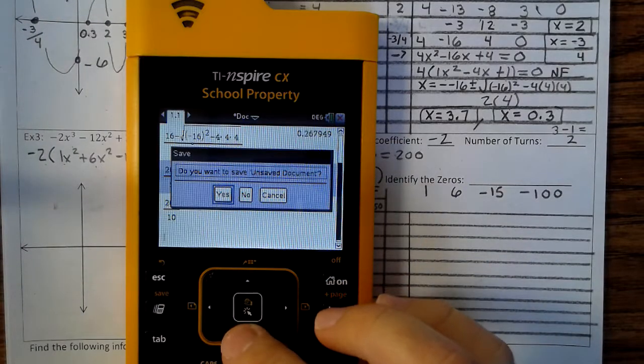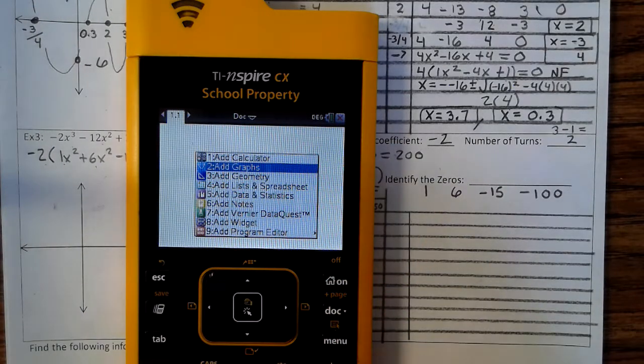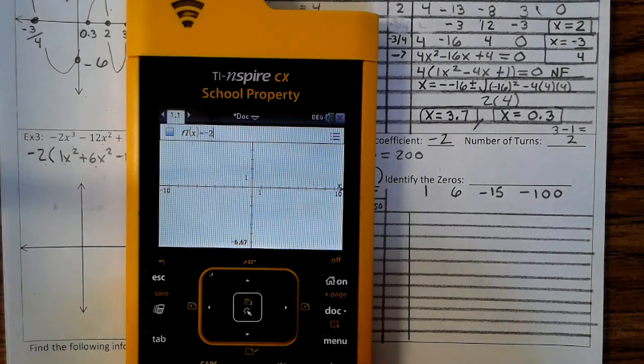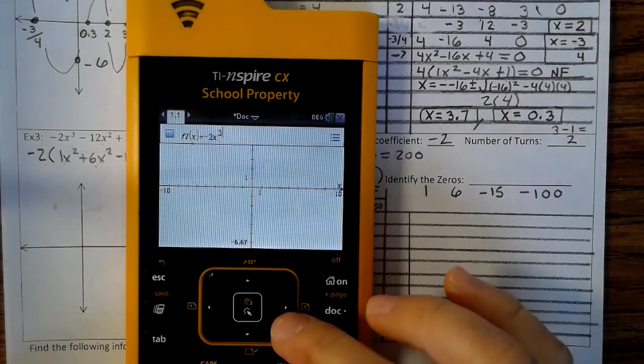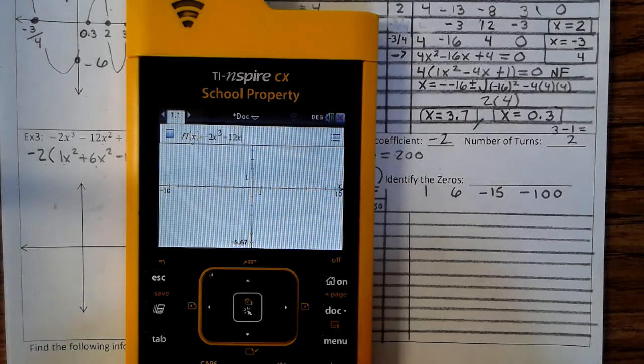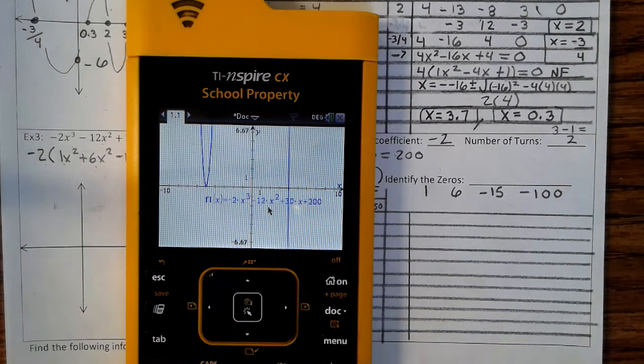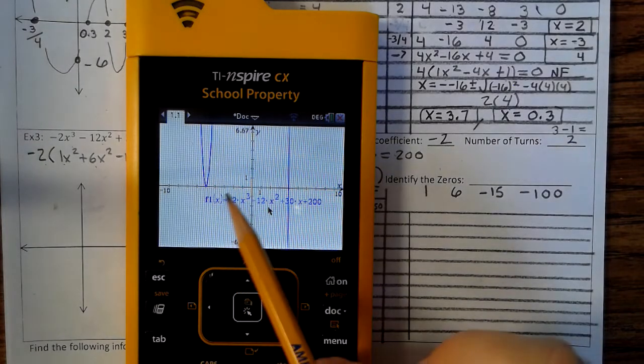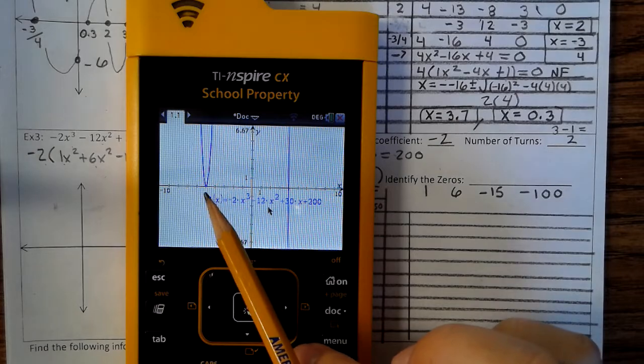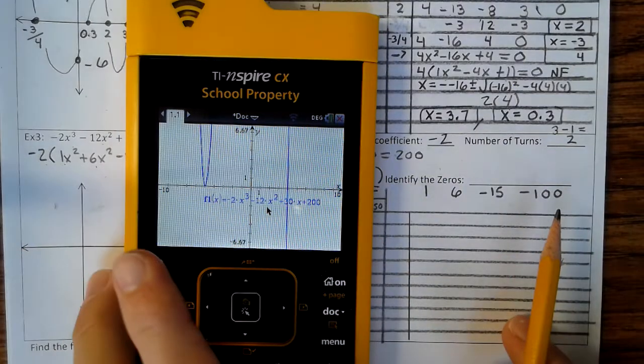So on, new document, add graph. Now when you're graphing, you want to graph the original. So negative 2x to the third power minus 12x squared plus 30x plus 200. And it looks like we can start with negative 5. Okay?